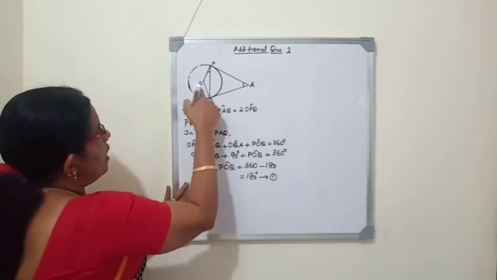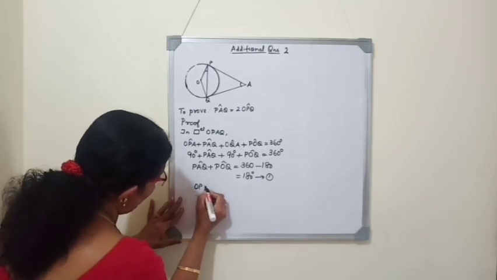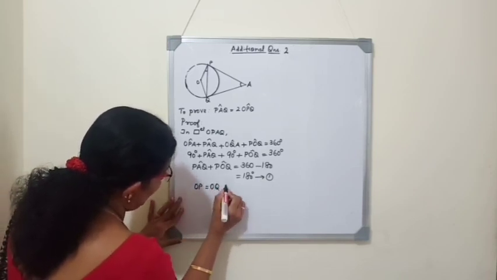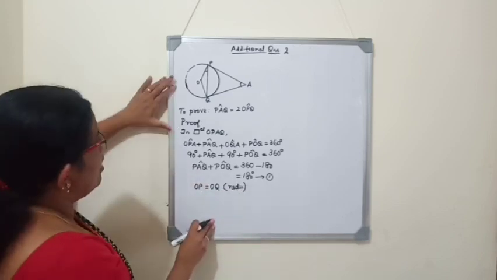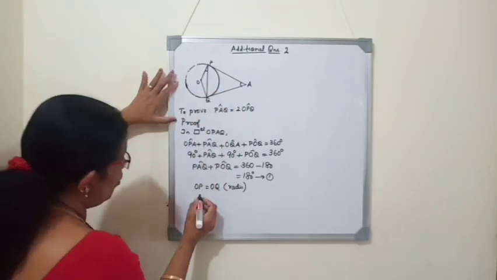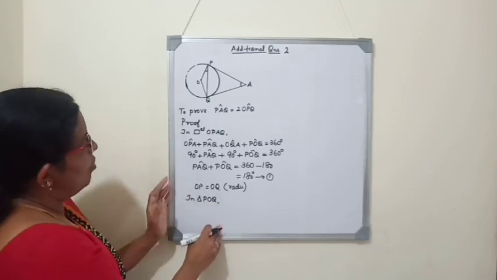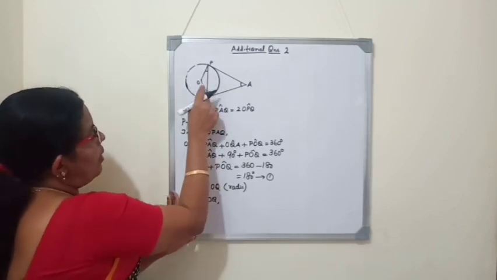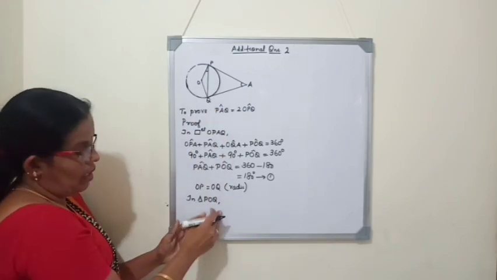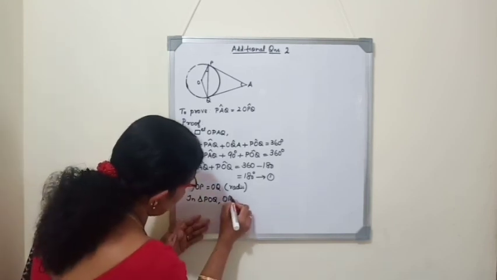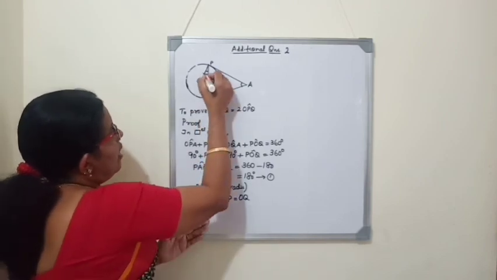Now, what is OP and OQ with respect to the circle? It is the radii. So next we will write OP equals OQ. It is the radii of the circle. Last year in 9th standard you learned that in any triangle, see consider triangle POQ. In triangle POQ, what is OP and OQ? When we consider it as a triangle, OP and OQ are the sides of the triangle. What type of triangle is this? If two sides are equal, it is an isosceles triangle. OP equals OQ. You learned the theorem that in an isosceles triangle, opposite angles are equal.